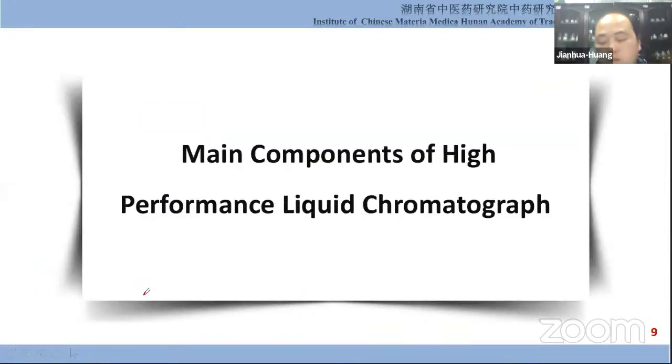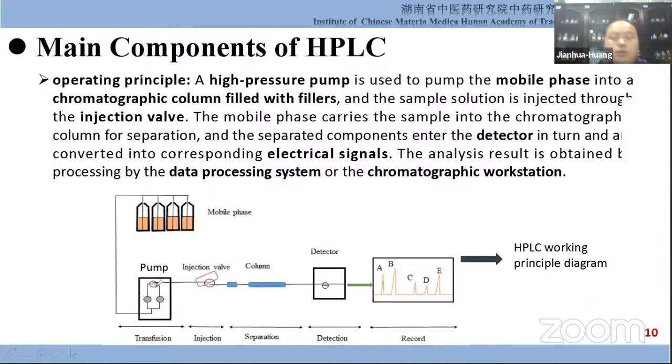Okay, here we will give a simple introduction to the main components of the high performance HPLC method. Dr. Shaki has been giving us the introduction. Here we have the mobile phases, and then a pump. The pump will drive the mobile phases, and then we will have the injection valve, which is used to inject the samples into the mobile phases.